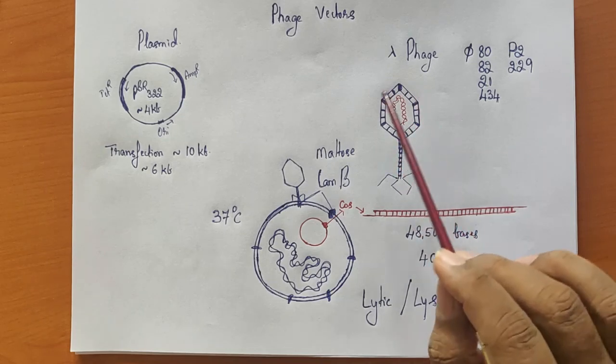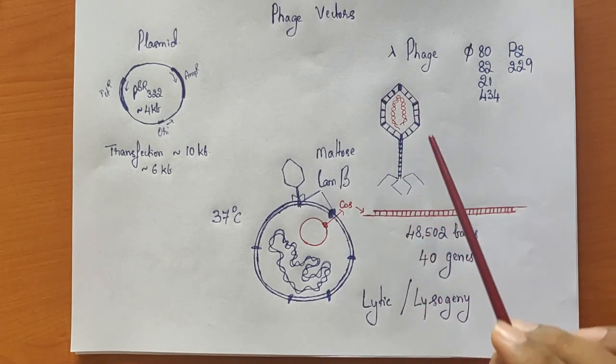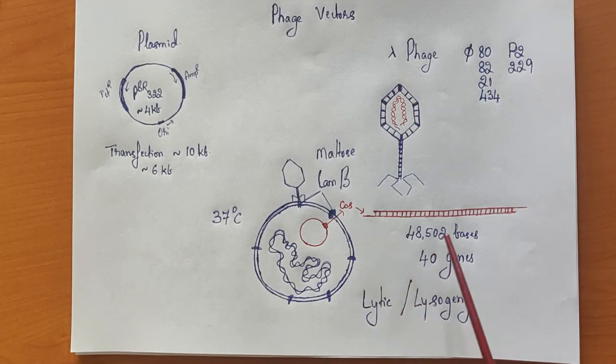Now with this phage DNA, we will try to understand how this linear DNA is useful in developing a vector. I think I will close at this particular point.